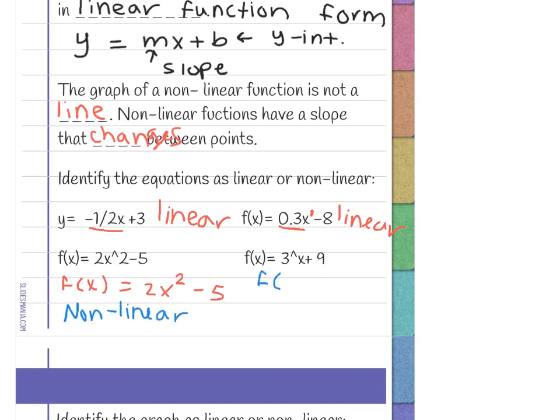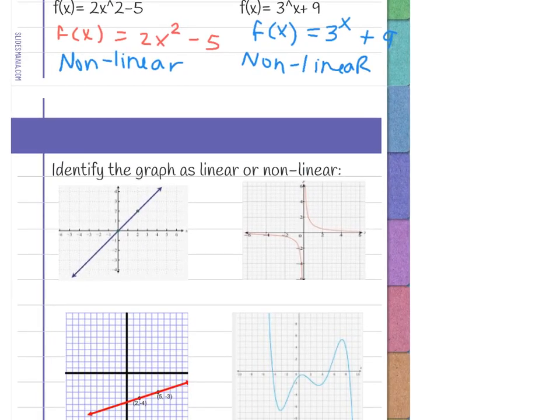And for this one, I'm going to go ahead and rewrite it. f of x equals 3 to the x power plus 9. Now, whenever we have to the x power, we don't know what that is, right? So that's going to be nonlinear because the exponent can be greater than 1. All right, so those are some ways to figure out if it's going to be linear or nonlinear. Of course, if you were to graph these, you would clearly see that it's not a line. But I'll let you guys practice that.